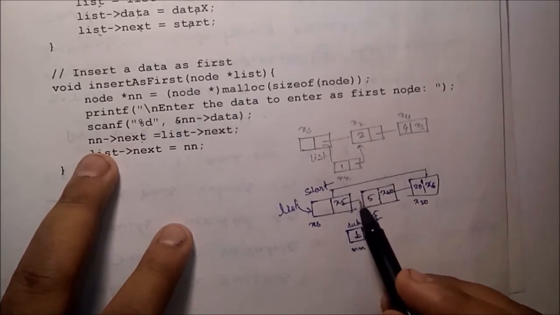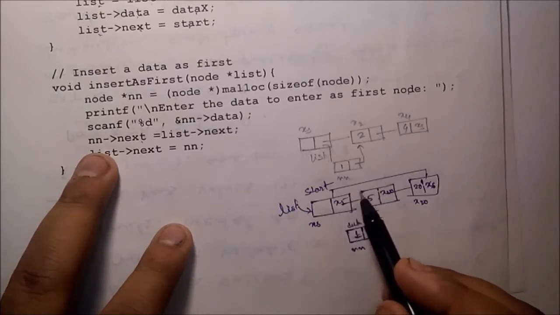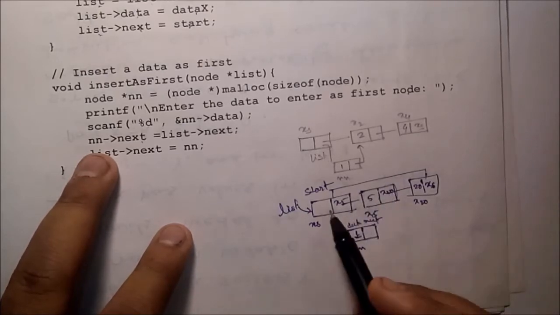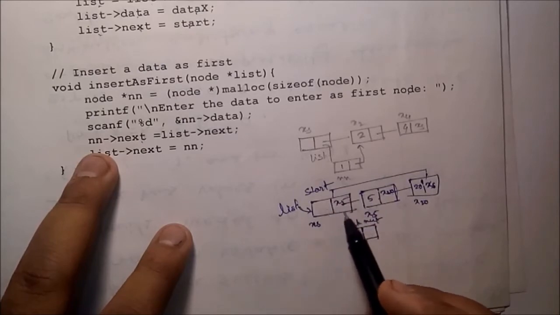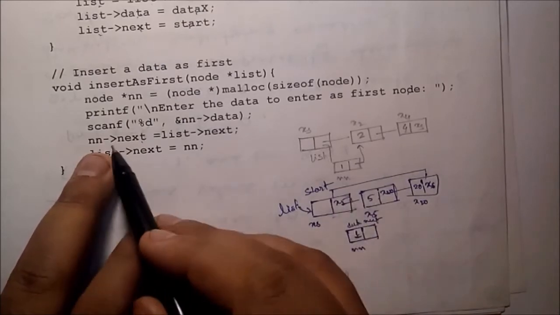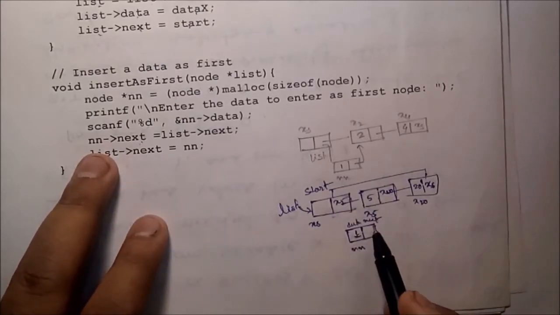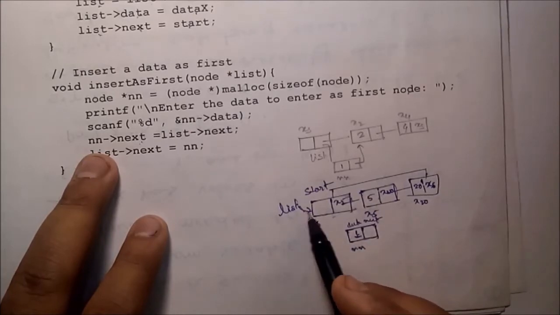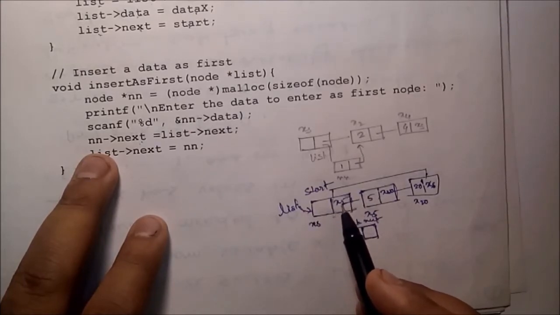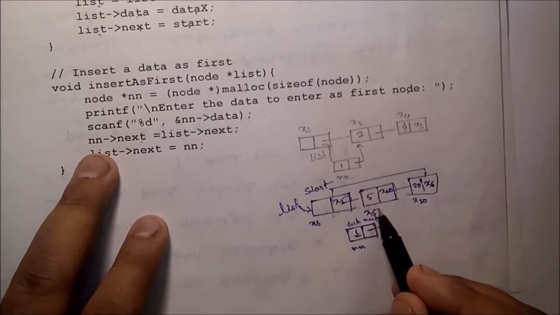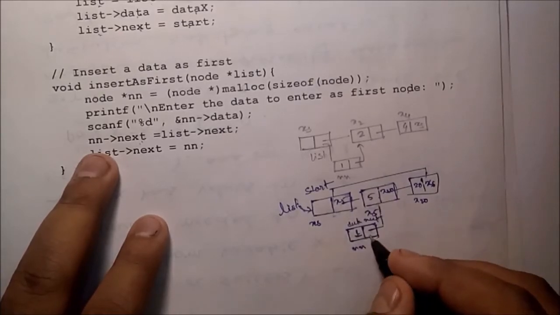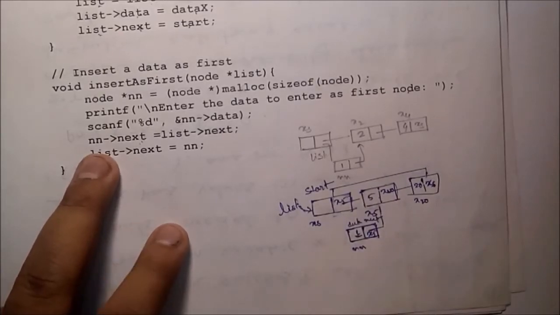Now how to get the address of this particular node? From this list next. So in new node next, here we store list next, the content of the list next. So in list next x5 is there, that means now we are storing x5 here.